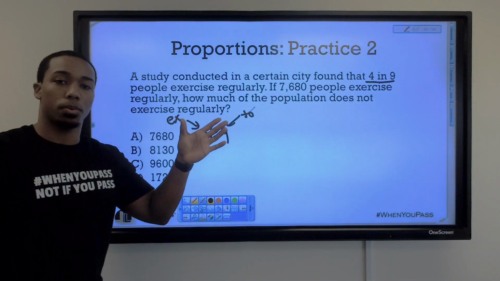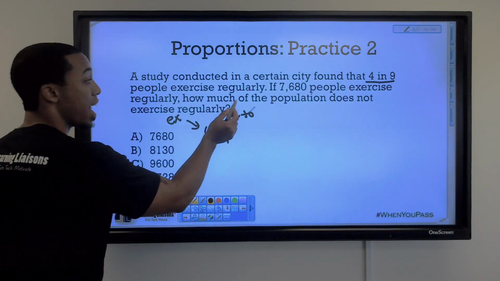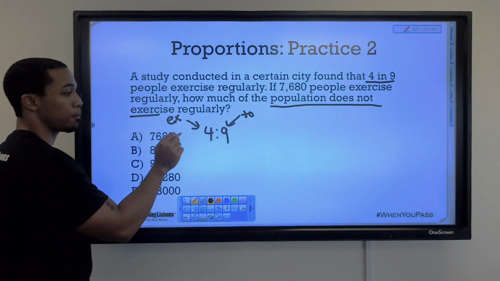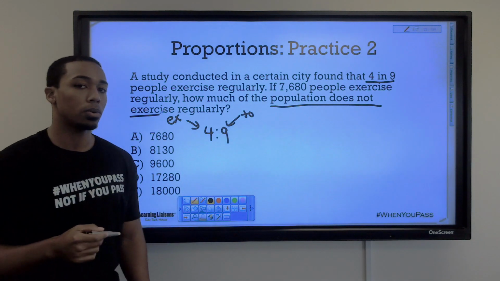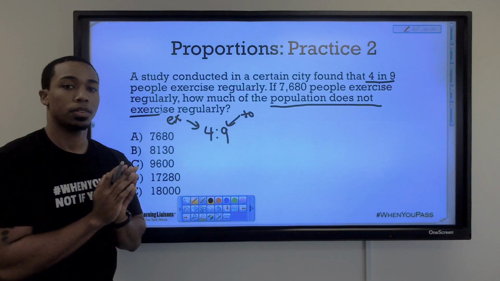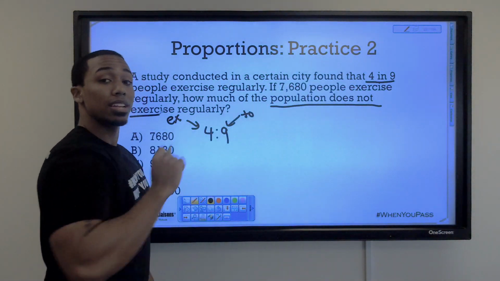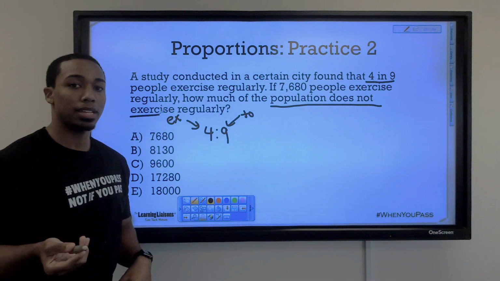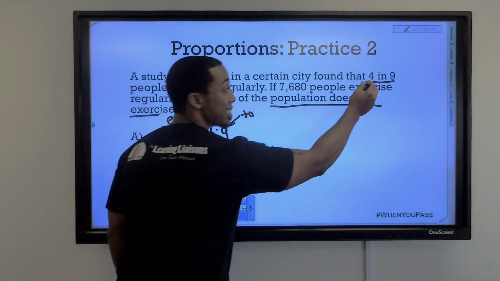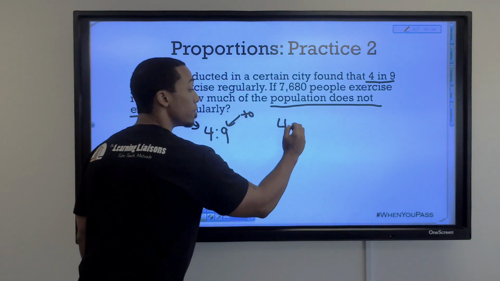9 represents the total. But think about what we're asked to find. We're asked how much of the population does not exercise regularly. We don't want to compare it to the total. We want to compare exercise and not exercise. So how do we do this? Here's the thing. If 4 in 9 exercise regularly, that means that 5 out of 9 don't. So this actually is not the ratio we want to use, not 4 to 9. We want to use the ratio 4 to 5.